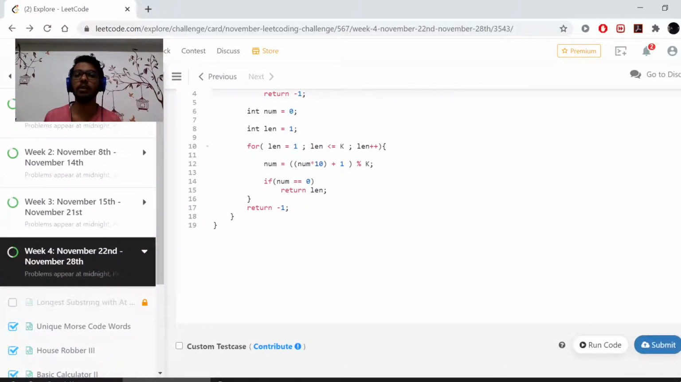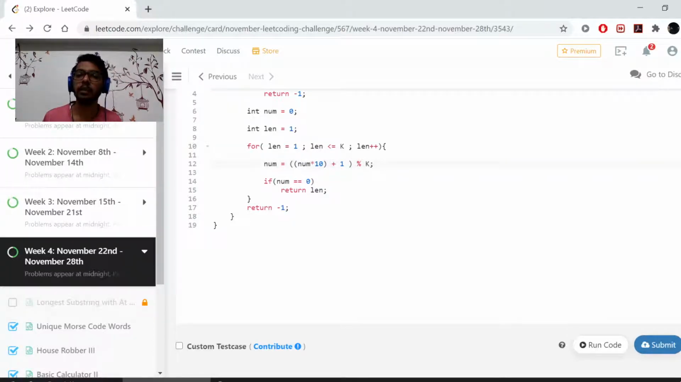Let's forget about the condition of where to stop for now. First, let's form the condition of how to generate 1, 11, and so on. For doing this, start a number with 0, multiply that number by 10, and add 1. Simply by doing this, the first number would be 1. Then as the number is 1, 1 into 10 plus 1 will become 11. 11 times 10 plus 1 becomes 111, and so on.